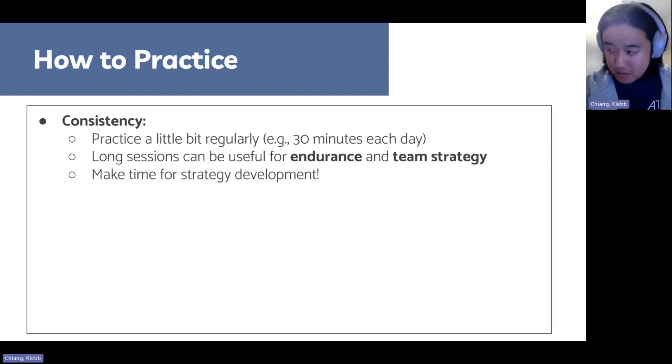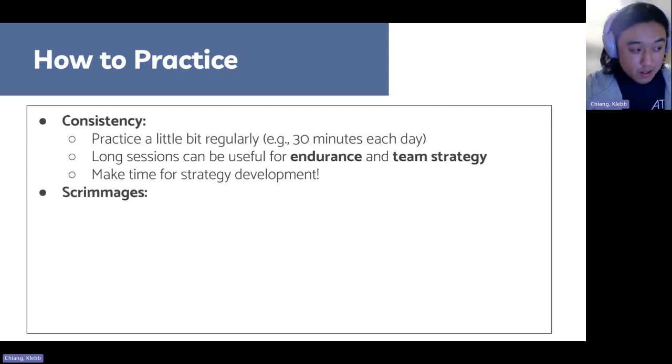Also make time to develop strategies, right? Again, all those strategies I talked to you about before come from taking time to develop those strategies and come up with those things. Okay, scrimmaging, or scrims for short.